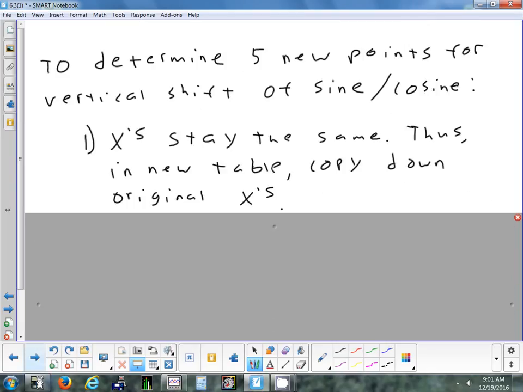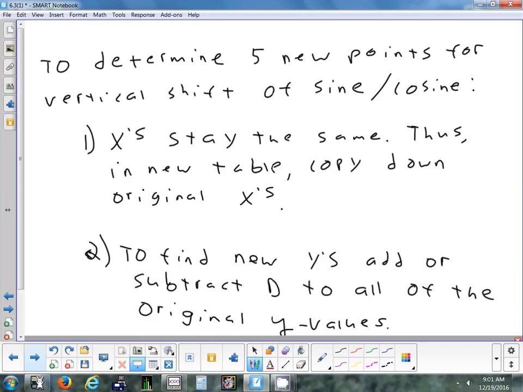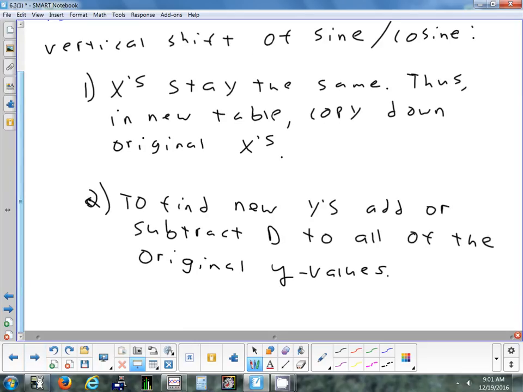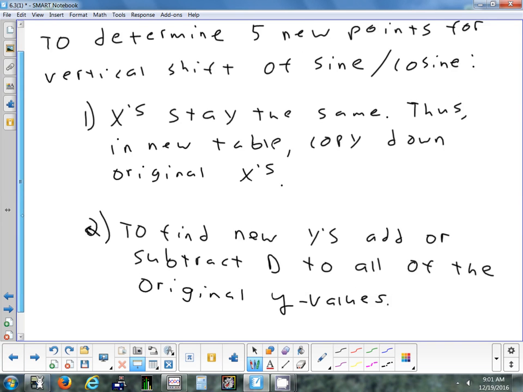All right, so to find where the 5 original points are going to go for a vertical shift, this time your x's are going to stay the same. So those 0, pi over 2, pi, 3 pi over 2, and 2 pi, what I just said is going to be the answer to your x's in every problem with a vertical shift. They are not going to change. And then to find the new y values, you just add or subtract d to all the original y values.